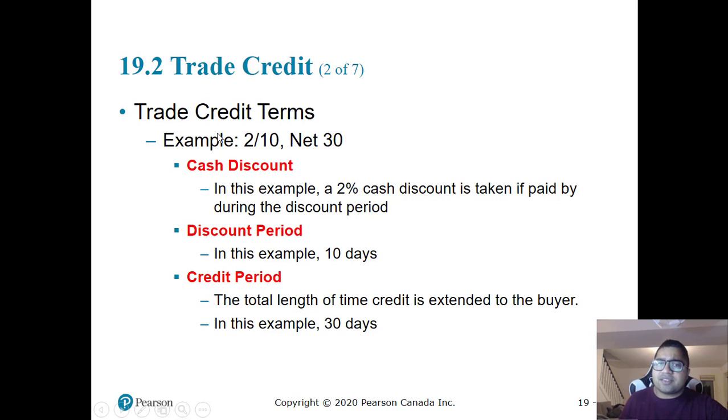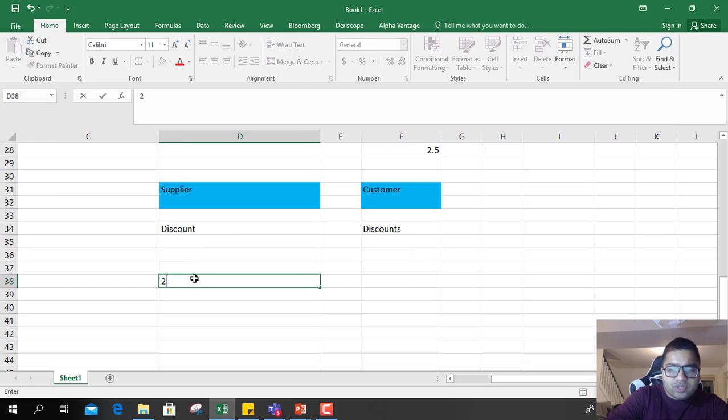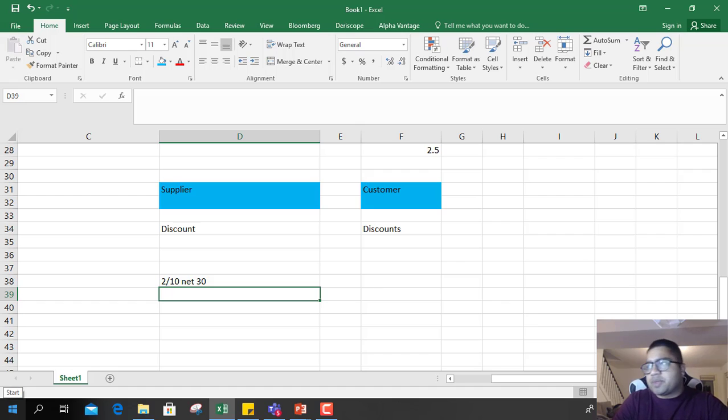So credit terms are generally mentioned as 2/10 net 30. What does this mean? 2/10 net 30. This would be the credit that is extended to you by your supplier. So what does that mean?